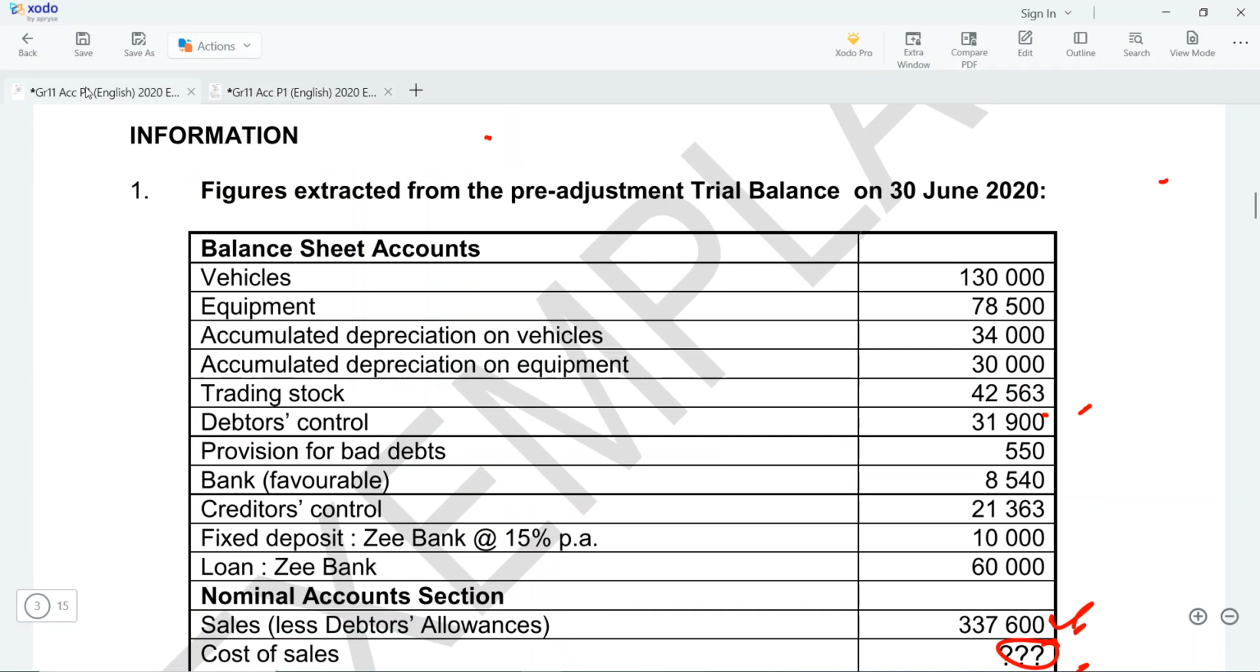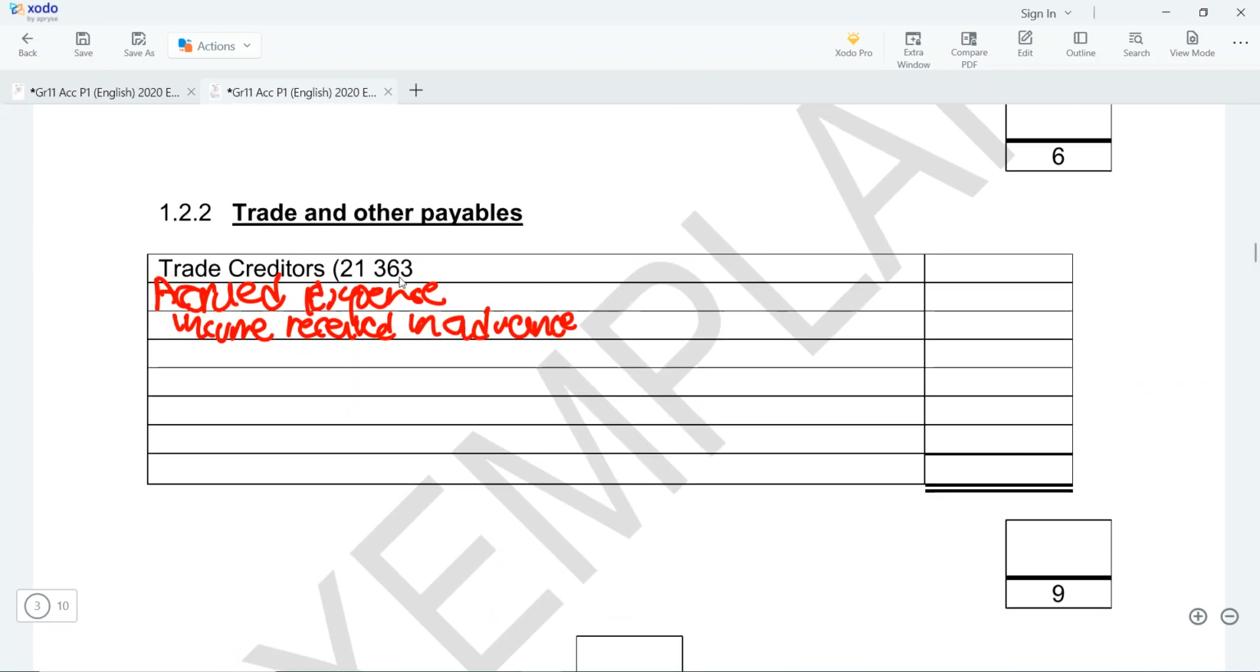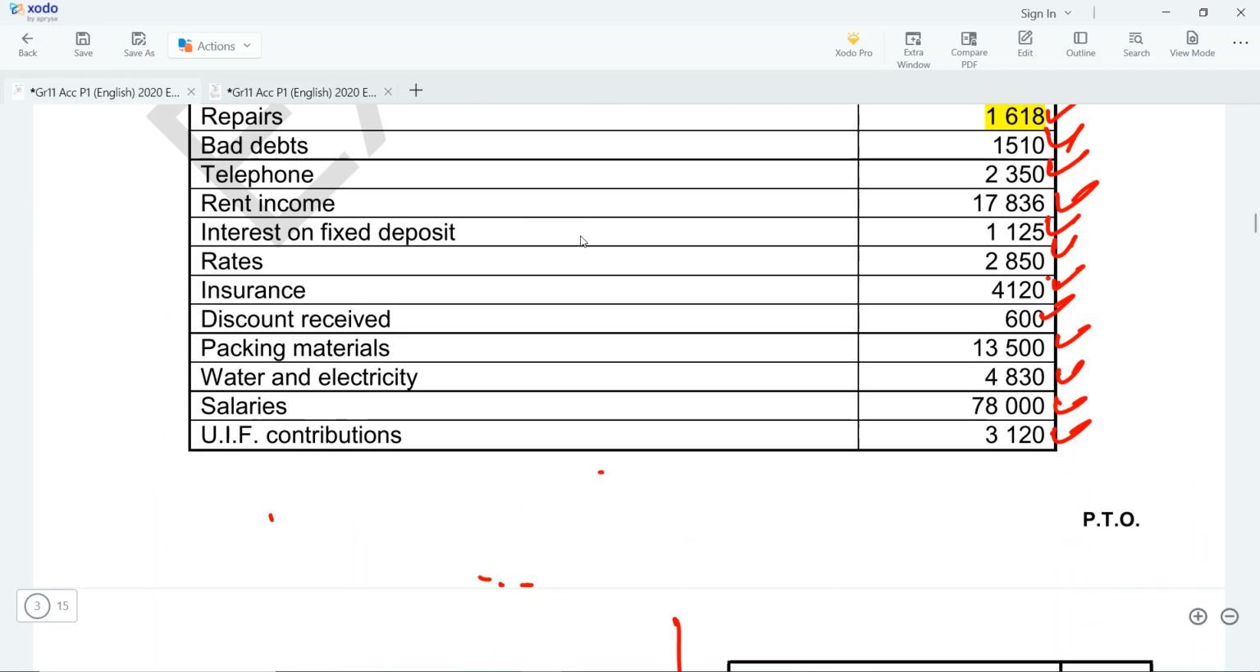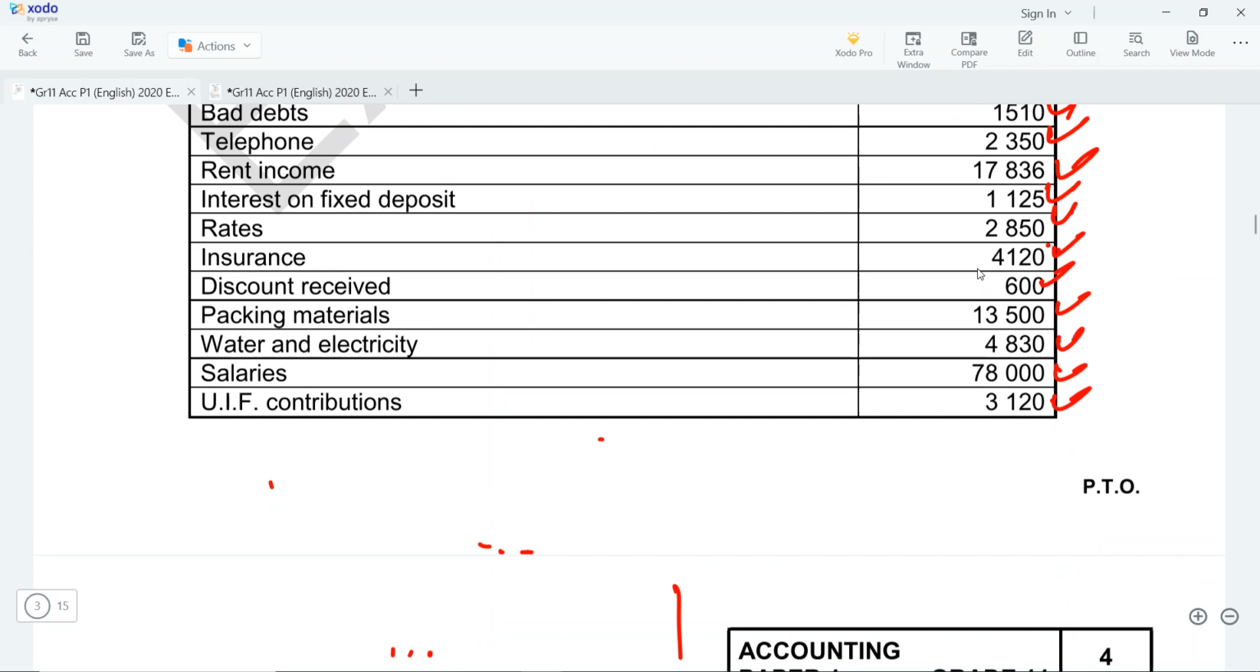Now let's check from here what we have. We can start here. We have the debtors control of 31,900. This was already included for us. We have provision for bad debts. We know that we have to get the new balance. Bank balance, we know we're not going to use it. Creditors control 21,363. We also know that it has already been entered for us, so I'll focus on the other adjustments. Also, if we check the fixed deposit, it has already been recorded for us. Then we also have the loan account, which has also been recorded. So now we can go to the adjustments.